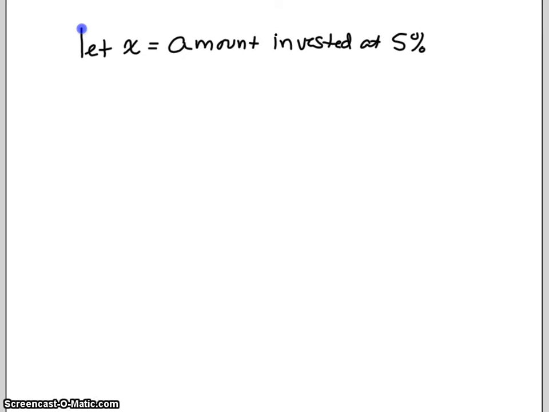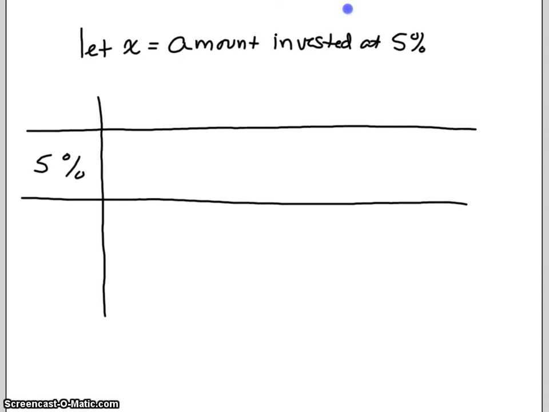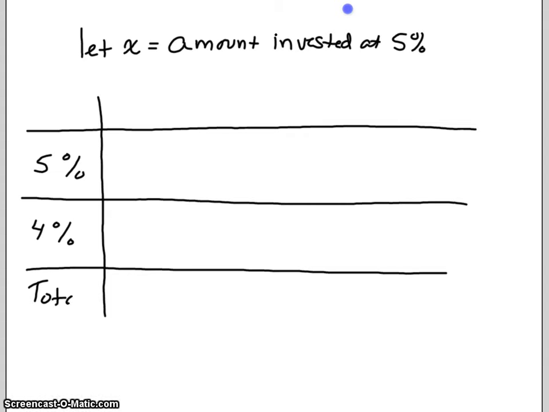Now to help us organize our thoughts here, I usually make a table. And the first column of my table is basically describing the different parts that go into this formula. We're going to get some kind of expression related to the 5%. We're going to get some kind of expression related to the 4%. And then there's also some information related to the total.